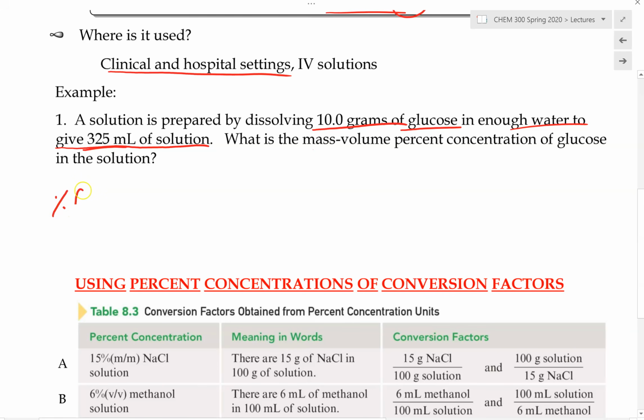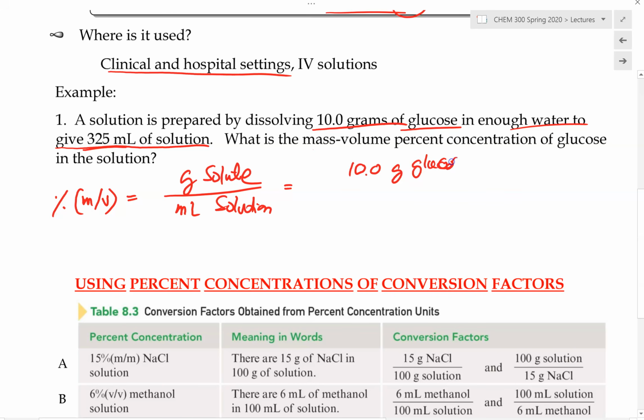So in this case, percent M over V, we would have gram of solute over milliliter of solution. And in this case, our solute is glucose, and we have 10 gram of it. So 10 gram of glucose over the volume of solution. Here in this case, 325 milliliter of the solution. And then multiply by 100. So this would then equal 3.1%.